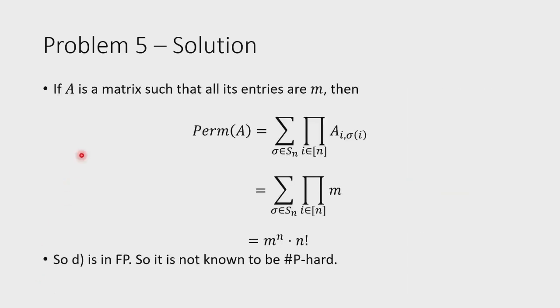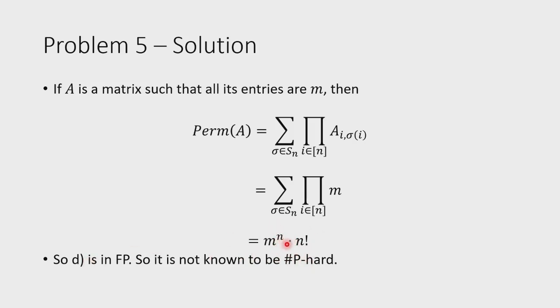Now let's look at D. If A is a matrix so that all of its entries are m, then the permanent of A is, by definition, the sum over sigma in Sn, product over i in [n], of A_{i,sigma(i)}, which is equal to the sum over sigma in Sn, product over i in [n], of m. Now, we can take this product out as common. This is exactly m to the n. So once we take this out, we are left with the sum over sigma in Sn of 1, that is n factorial because there are n factorial permutations. So this expression is exactly equal to m to the n times n factorial.